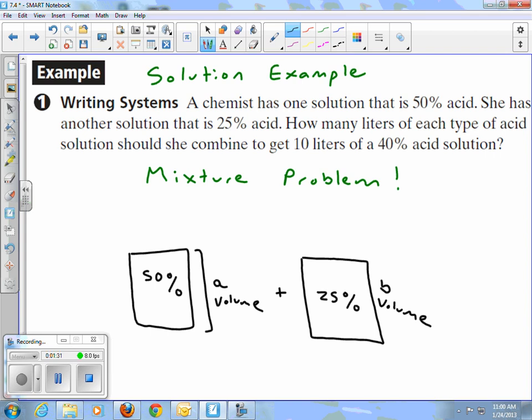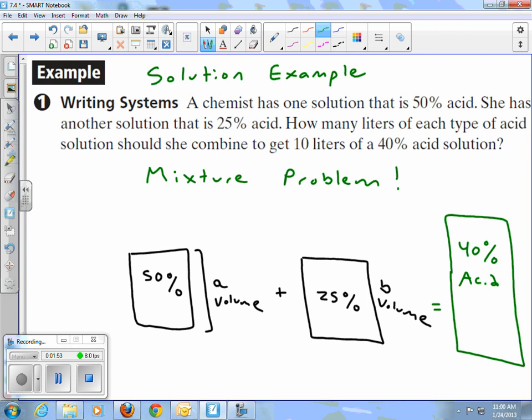Now, our goal in this particular problem is to create a solution that is 10 liters in volume, that is 40% acid solution. So really, we're going to take some of this, and we're going to dump it into a new final solution that is 40% acid. And we need the volume of this particular solution to be 10 liters. Again, what's going to happen is we're going to take some of this, put it in there, take some of this, put it in there to create our final 10 liter 40% solution.